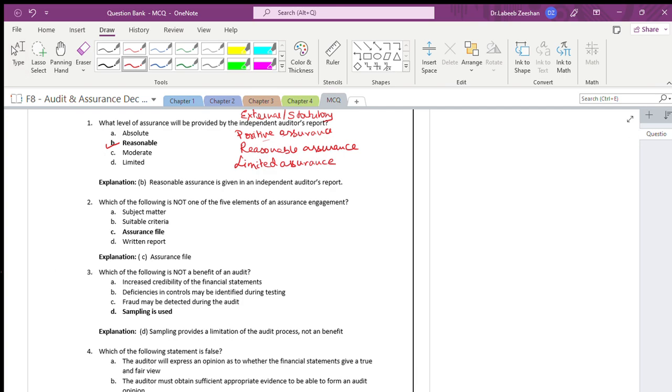They will not ask you just one or two questions, is it? They will ask which one of the following is not one of the five elements of an assurance engagement, is it right? Now, what are the five elements? Tell me fast. What are the five elements? Criteria.